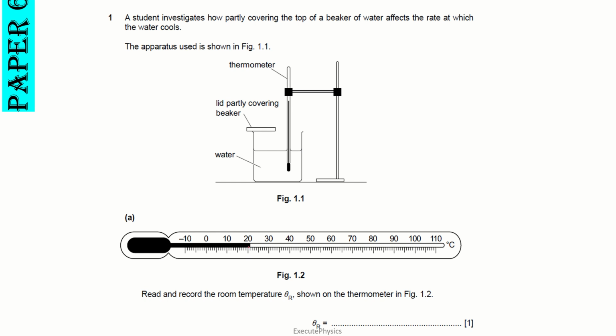So what does it say? The reading over here is 21 degrees Celsius. So the correct answer is 21 degrees Celsius, which is the room temperature.